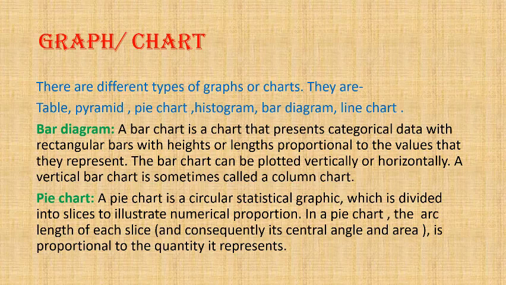Pie chart. A pie chart is a circular statistical graphic which is divided into slices to illustrate numerical proportion. In a pie chart, the arc length of each slice and consequently its central angle and area is proportional to the quantity it represents.